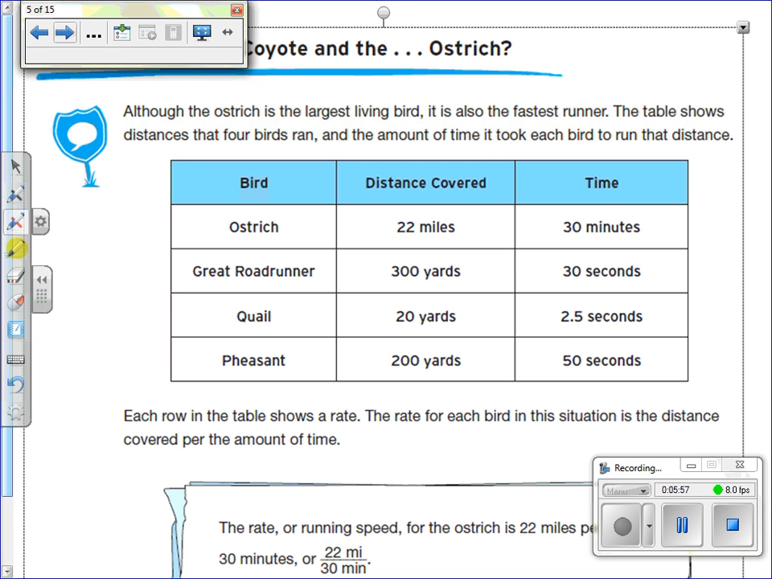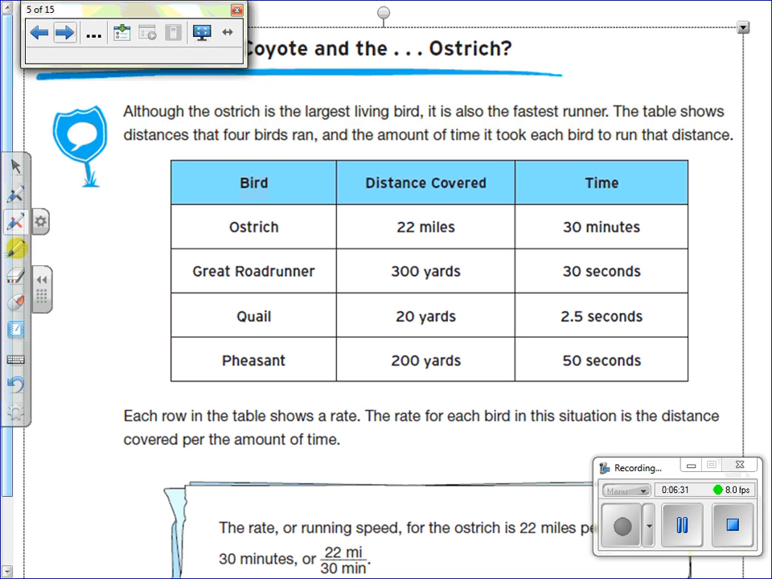Let's go ahead and move on to problem 2. The coyote and the ostrich. Although the ostrich is the largest living bird, it is also the fastest runner. The table shows distances that 4 birds ran and the amount of time it took each bird to run that distance. So we have an ostrich that covered 22 miles in 30 minutes, roadrunner 300 yards in 30 seconds, quail 20 yards in 2.5 seconds, and a pheasant with 200 yards in 50 seconds.